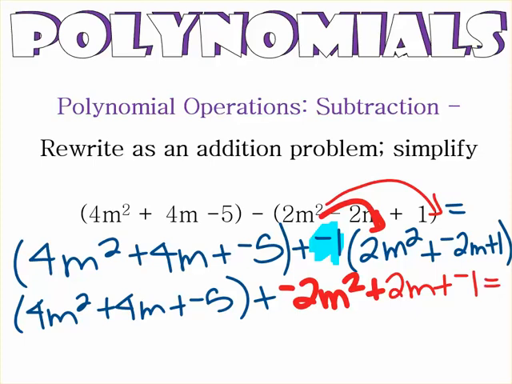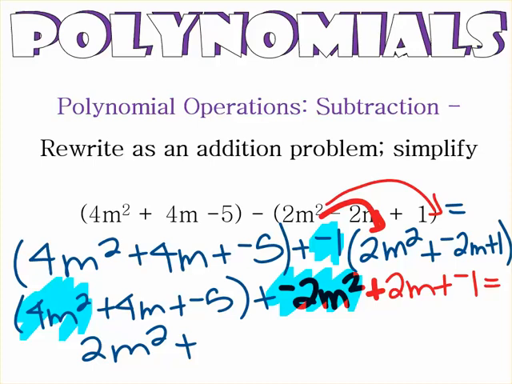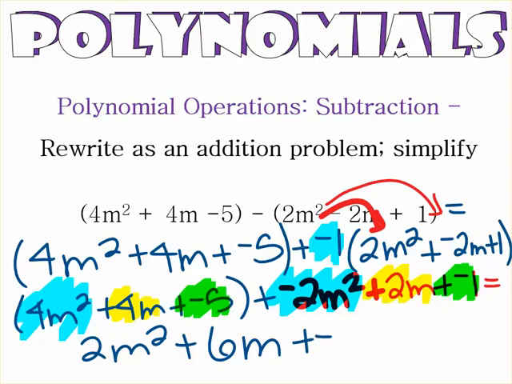Now this is an addition problem, so I can get rid of my parentheses and just combine like terms. So 4m squared plus negative 2m squared is 2m squared, plus 4m plus 2m is 6m, plus negative 5 plus negative 1 is negative 6.